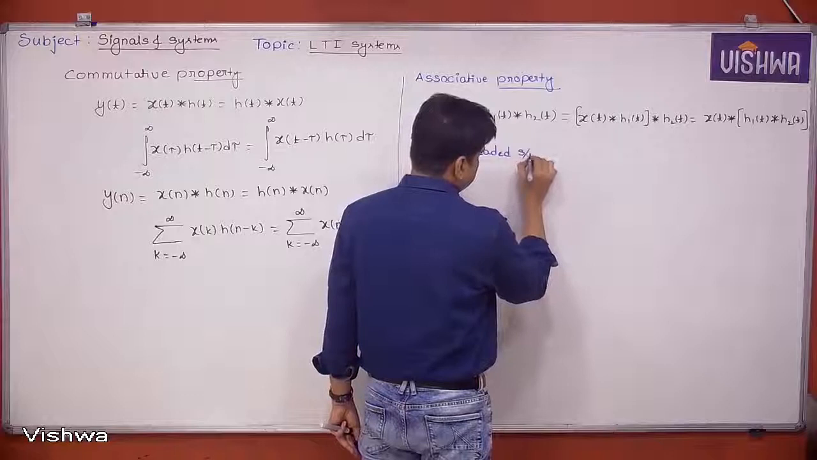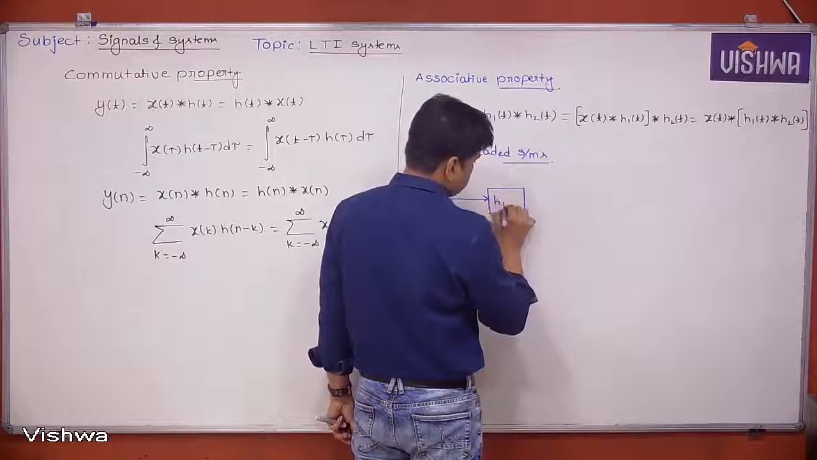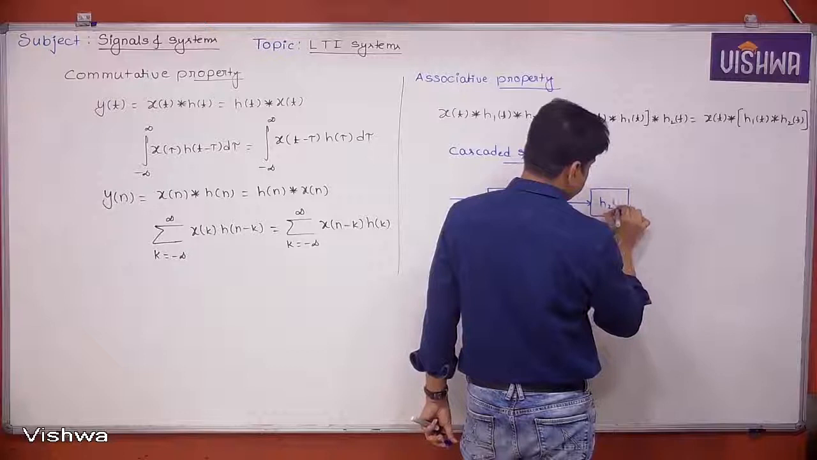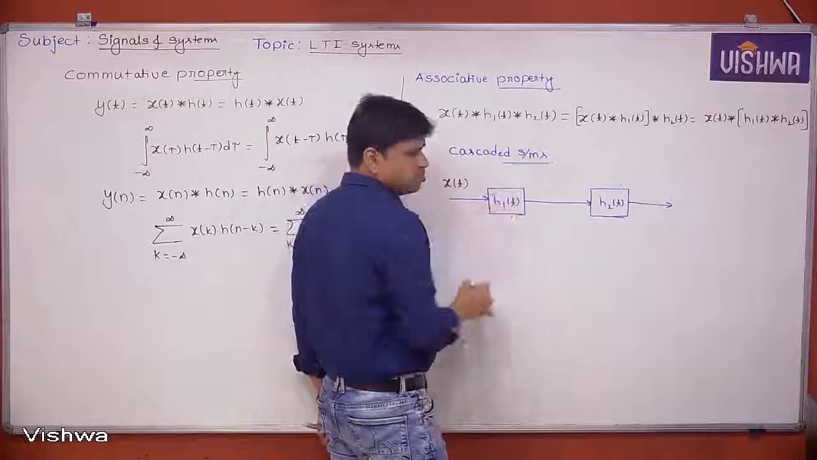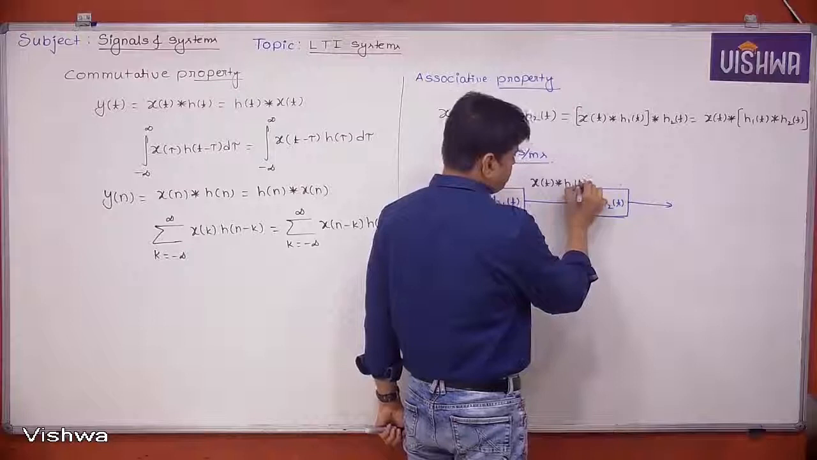Cascaded systems. That means, suppose I take a first system, which is h1 of t, and the next system, h2 of t. Now, for this system, if the input is x of t, you tell me what is the output of the first block, which is nothing but x of t convolution with h1 of t. This is the output of the first block.